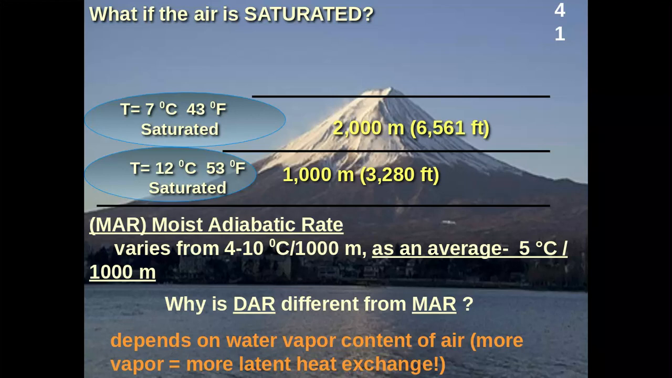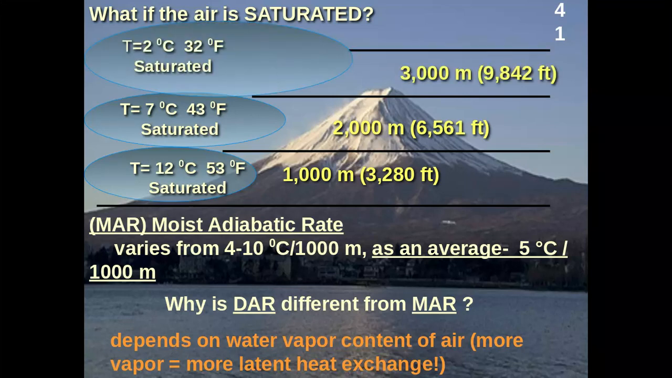If we allow the air to rise to the 3,000 meter mark, then we're going to take another 5 degrees, and our final temperature at the top of the mountain under saturated conditions is now 2 degrees. Now, recall that in the previous slide, the final temperature at 3,000 meters was minus 8 degrees Celsius. Yet, with a saturated air mass, the temperature is 2 degrees Celsius as our final temperature at 3,000 meters. So there is a difference.